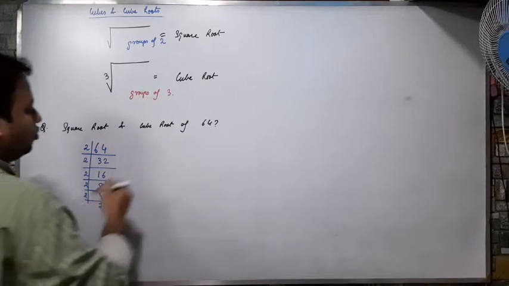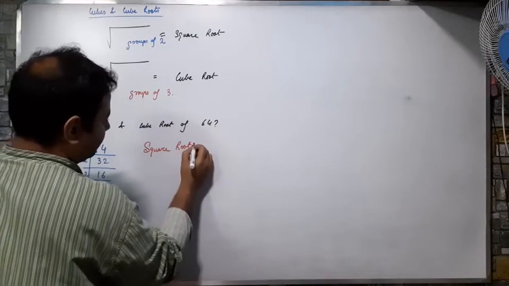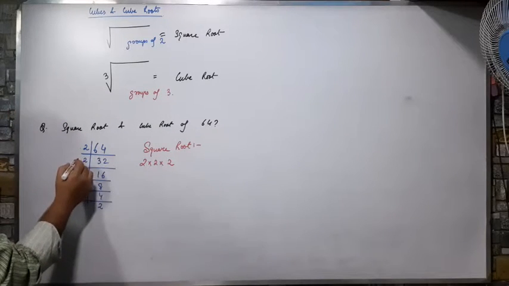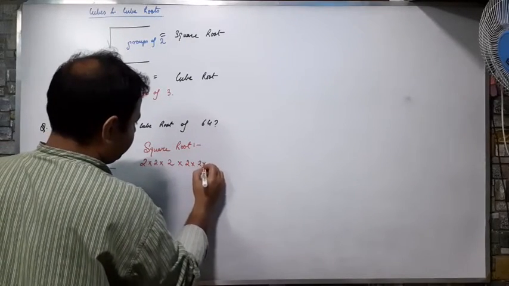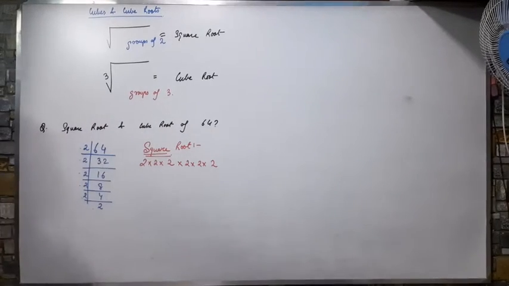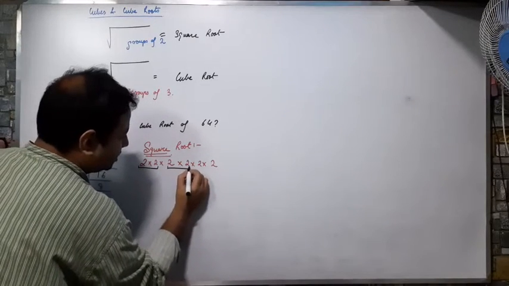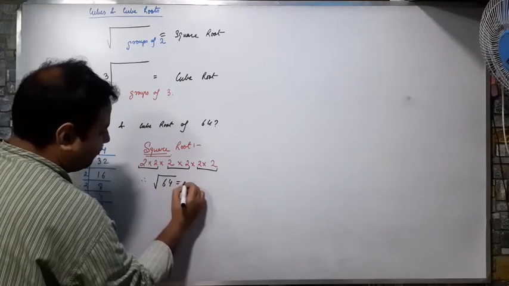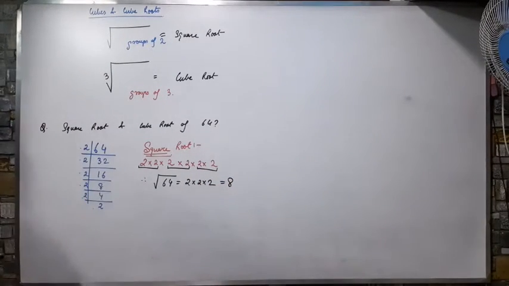Now for square root, I will write 2 into 2 into, how many of them are there? 1, 2, 3, 4, 5, 6. So I have written six 2's. For square root, I needed groups of 2. So I will take a group of this 2 and this 2. Therefore the square root of 64 is 2 into 2 into 2, that is 8. Yes, the square root of 64 is 8.